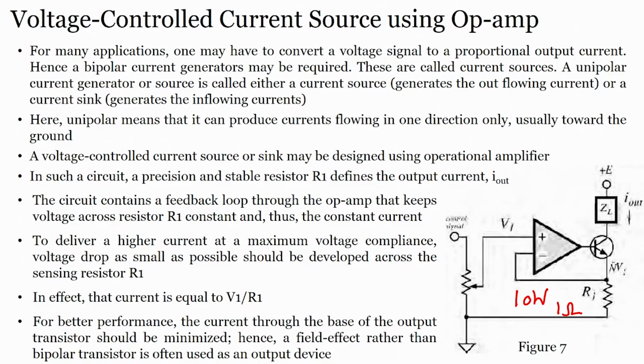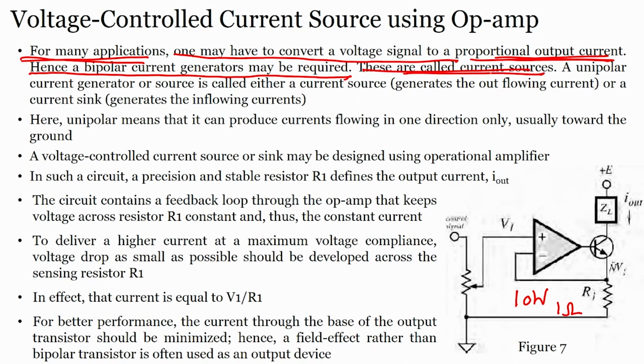Alright. If you come on the screen, you see that for many applications one may have to convert a voltage signal to a proportional output current. That is nothing but V2I, voltage to current converter. Hence bipolar current generators may be required. We need current, so current generators are required. These are called current sources.